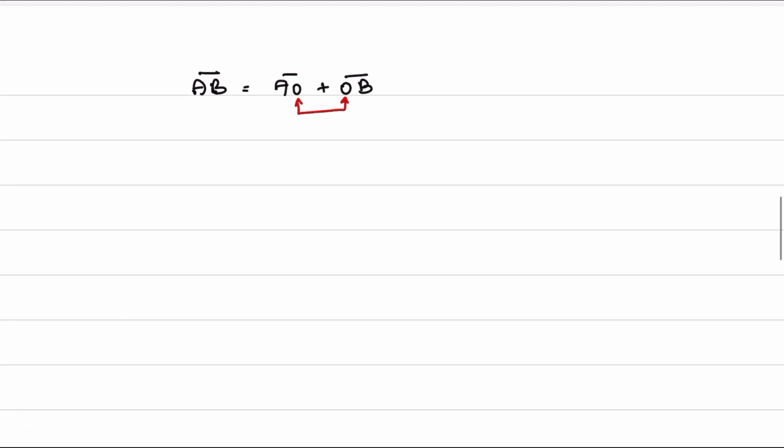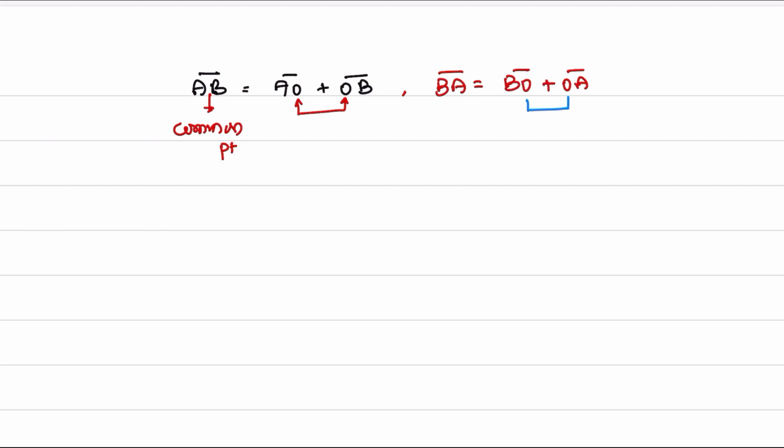AB, in between there should be a common point. Then it can be split into two vectors, AO plus OB. Similarly, BA is equal to BO plus OA. This is the common point between B and A.